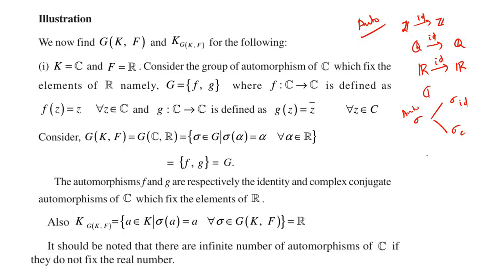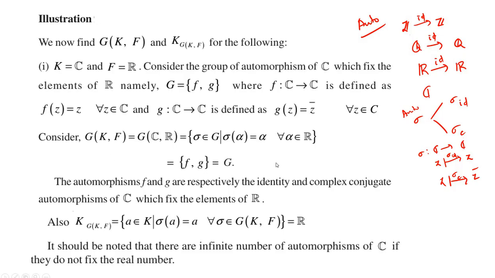Usually we write sigma with suffix ID, and here sigma with suffix conjugate. So what is the meaning of it? Sigma is a mapping from C to C, as we have already seen. Your sigma can take the complex number z to z itself, or z can be taken to z conjugate. So this is sigma ID and this is sigma conjugate. So you actually have two automorphisms as far as C is concerned. Here they are named as F and G.